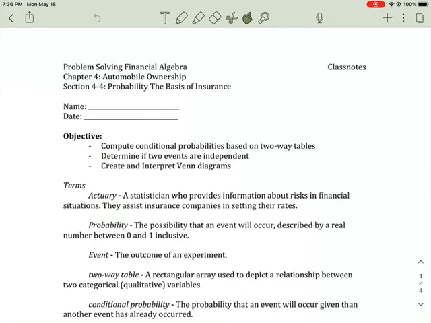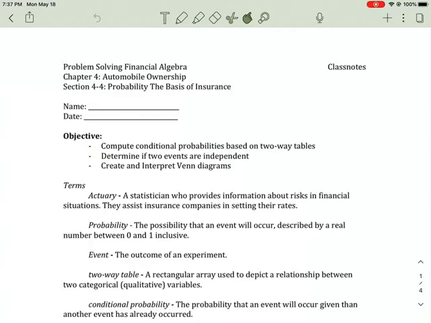An actuary is a statistician who provides information about risks and financial situations. They assist insurance companies in setting their rates. So basically they look at a lot of data and they compile it and then talk about putting together the probability of, let's say, someone your age getting in an accident. So they took a look at all the 17-year-olds in the United States, and they found the number of accidents those 17-year-olds were in, calculated some probability, and based on that, that is the likelihood that you'll be in an accident, and they base your insurance rates on that.